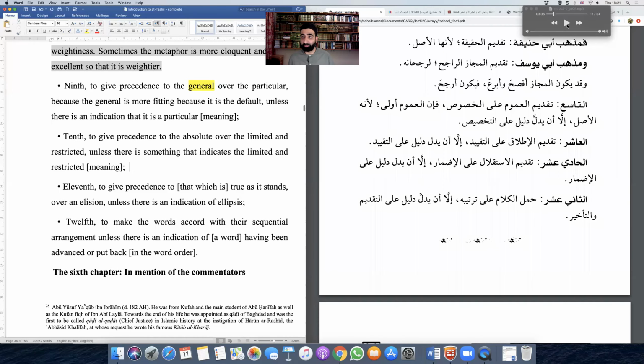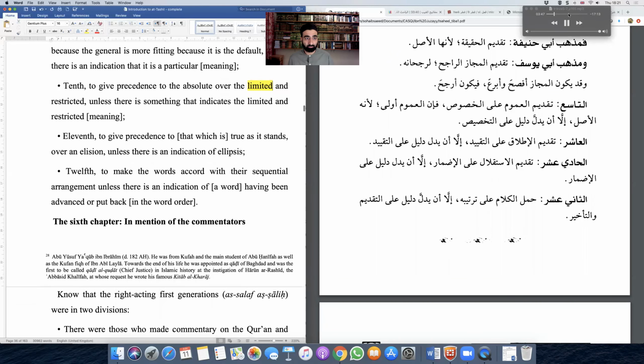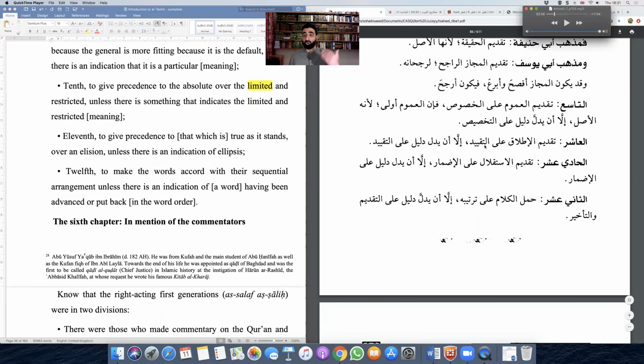10th, to give precedence to the absolute over the limited. العاشر تقديم الإطلاق على التقييد إلا أن يدل دليل على التقييد. 11 تقديم الاستقلال على الإضمار إلا أن يدل دليل على الإضمار. 12 حمل الكلام على ترتيبه إلا أن يدل دليل على التقديم والتأخير. Okay, so in all of this, he's just basically saying of these categories, there is something which is the default state, and we would go with that unless there's a convincing reason to go with the other, right?